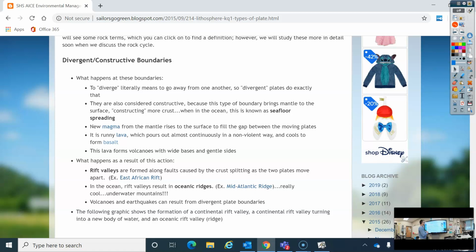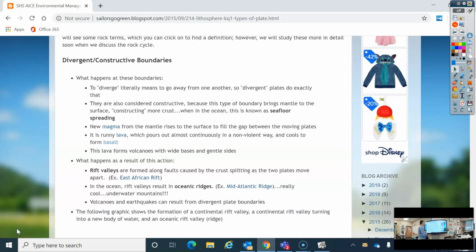What happens is new magma from the mantle rises to the surface to fill that gap. So there's not really a hole in there. There's probably a depression, but it is just new mantle moving up. This is runny lava, which pours out almost continuously in a non-violent way and cools to form basalt. These are technically like volcanoes because magma is coming out to the surface, but they're very gentle sloped volcanoes.